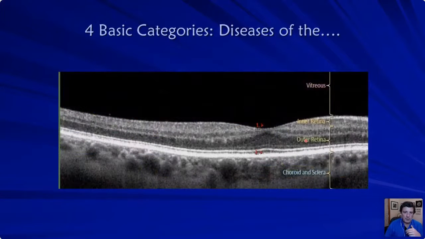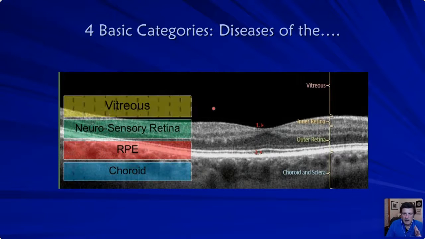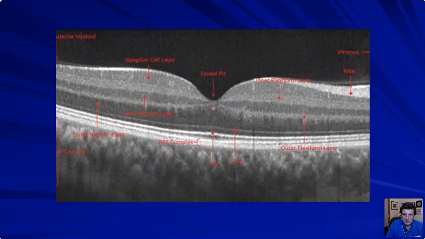The 4 basic categories of disease that I look at start with the choroid and sclera. Then we look down into the outer retina region, and then the inner retinal region and the vitreous. That's the 4 layers of how an OCT will pan out: choroid and RPE, neurosensory retina, and vitreous.